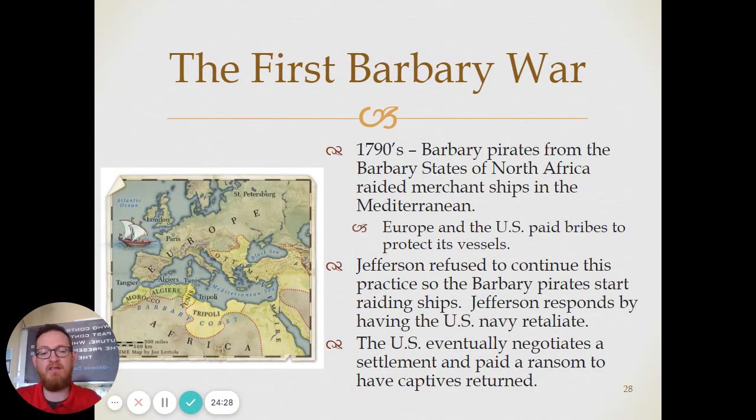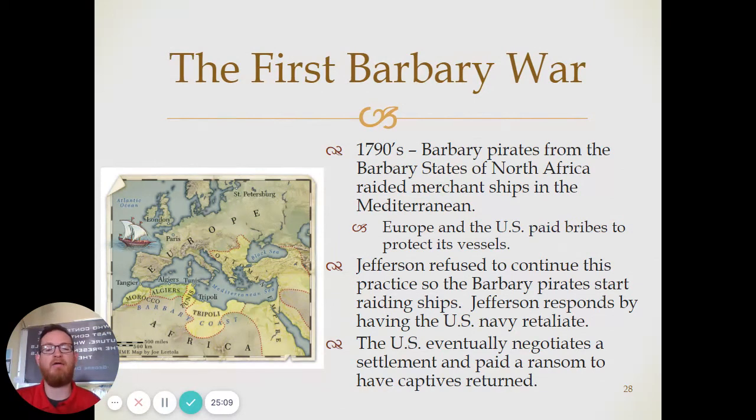So talking about Jefferson and his foreign policy, Jefferson would get us involved in what would be one of our first foreign wars during this time, and it would be the First Barbary War. In the 1790s, the Barbary pirates, who were these northern African pirates from the Barbary states of North Africa, would raid merchant ships in the Mediterranean. And basically Europe and every country, in order to protect their ships that were going into the Mediterranean, would pay these bribes to protect their vessels going into the Mediterranean. Jefferson, though, saw this as us giving up our national sovereignty, and he didn't like this whole idea of paying off bribes. So he refused to continue the practice.